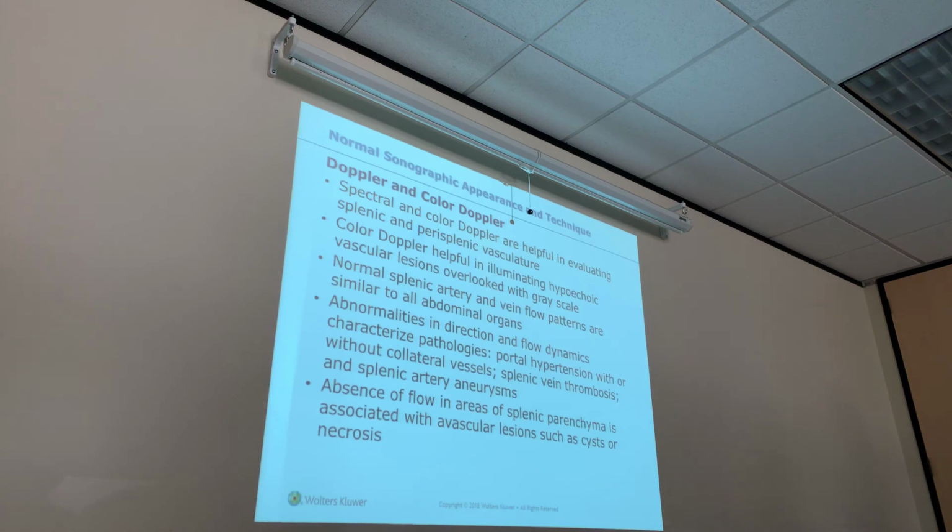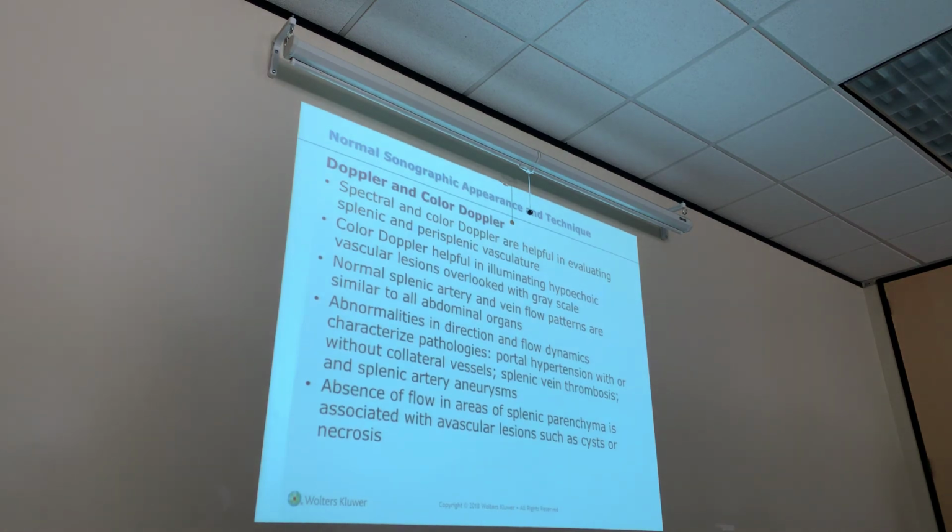So the Doppler is helpful in evaluating the vascular structures and determining if something is an artery, vein, or some type of pathology. We don't normally do the Doppler with the normal ultrasound. The doctor has to order it for us to do the Doppler. But of course, if we see something we could always turn on the color just to show that it is a vessel, not anything else. Keep it simple.